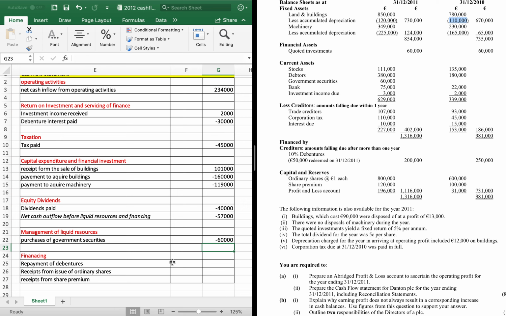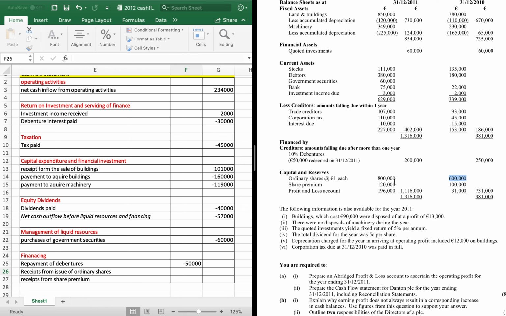Now that just leaves us with our financing, which is all in our finance buy. So this is money we got in from either getting a loan, or money we might have spent from repaying a loan, or money that we've gotten in from shares and share premium. So let's look at the loan first. We had a loan of 250. We now have a loan of 200,000. So we have to have repaid 50,000 euros of the loan. So that's minus 50,000. Now let's look at our shares.